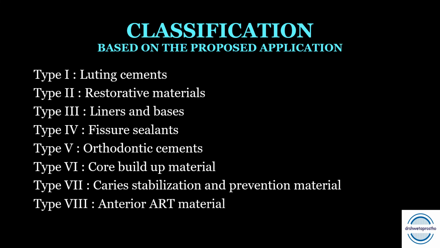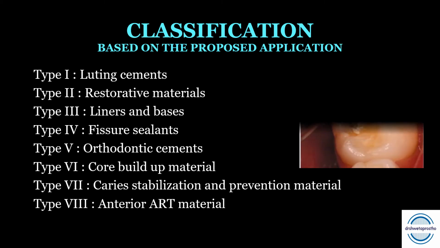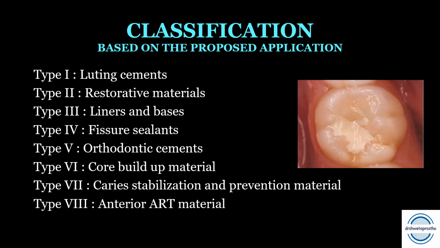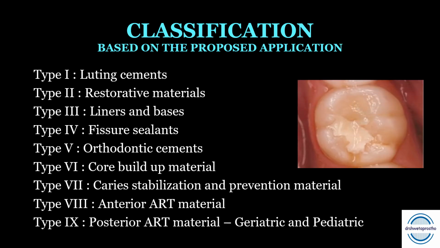What do we mean by ART? ART is atraumatic restorative treatment. In this, the decalcified tissue is removed using only hand instruments. Then it is restored with the glass ionomer cement. Type 9 is a posterior ART material, mainly used in geriatric and pediatric patients.